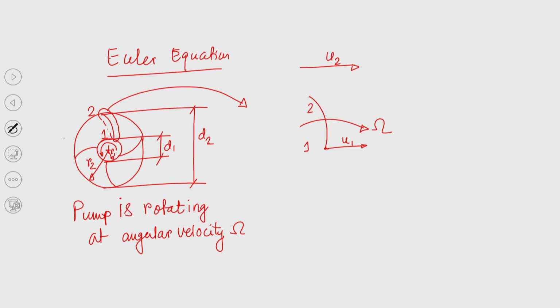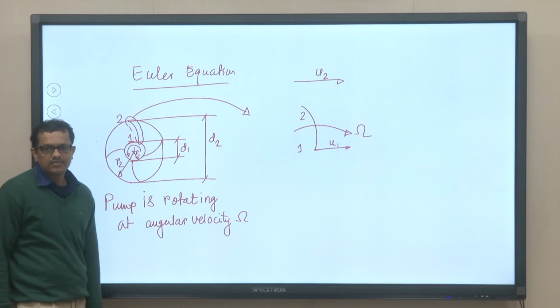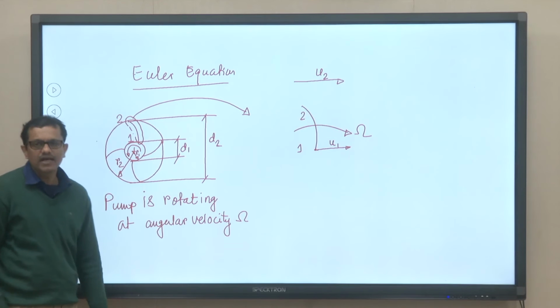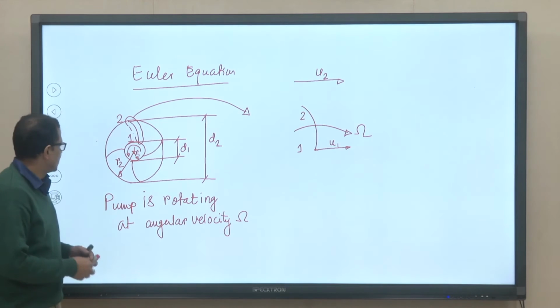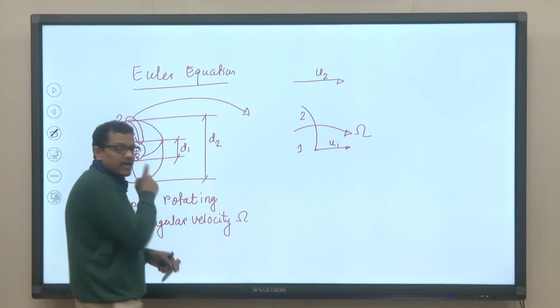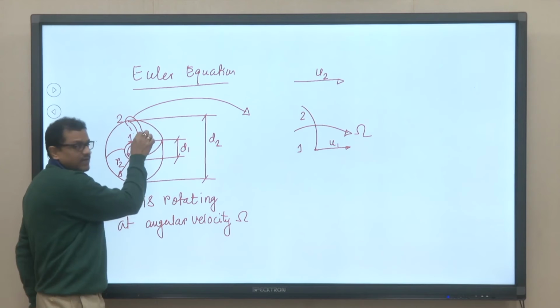Okay. And what are the other components? So, we have identified the tangential component of velocity at the inlet and outlet of the blade. That is obvious because the pump is rotating at an angular velocity omega, and of course that will be there. Okay, fine. Now, we will have one more velocity. The fluid velocity will enter into the blade passages.